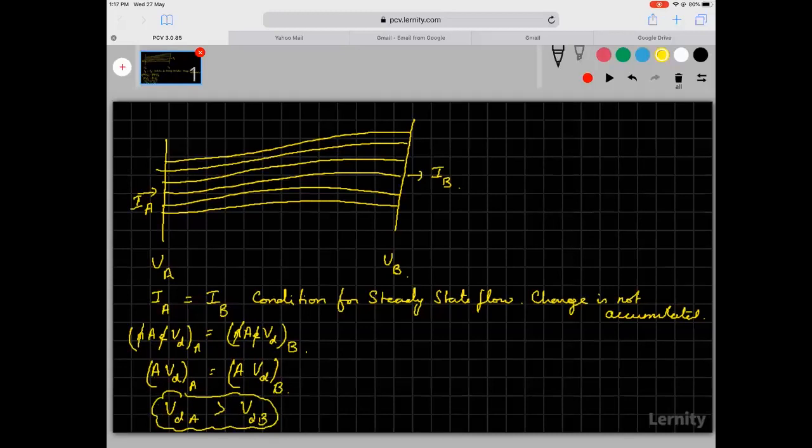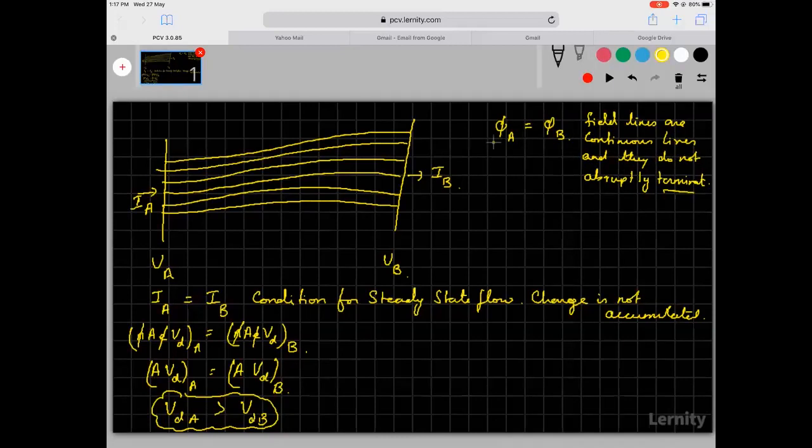I hope you are able to understand this. Then flux at A is equal to flux at B. Why? Because field lines are continuous lines. They do not abruptly terminate. Okay, check the spelling. They do not abruptly terminate.